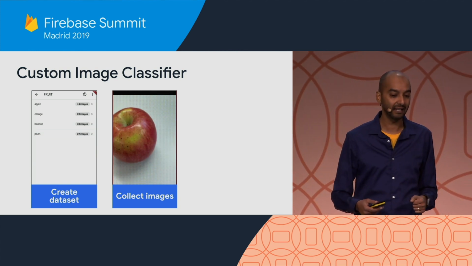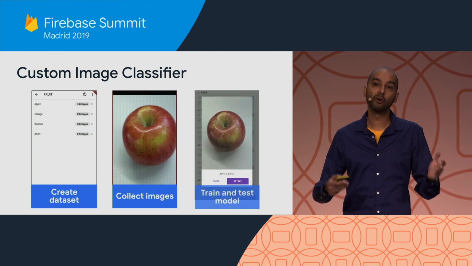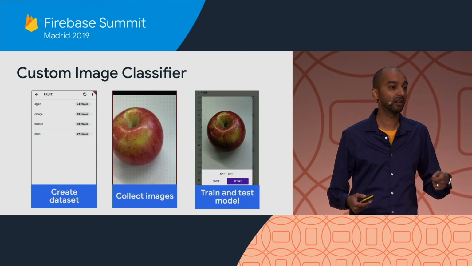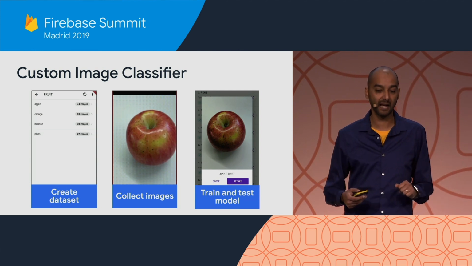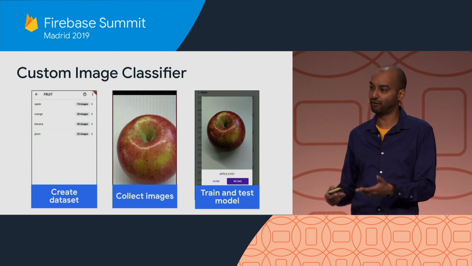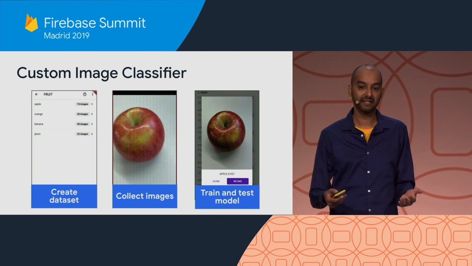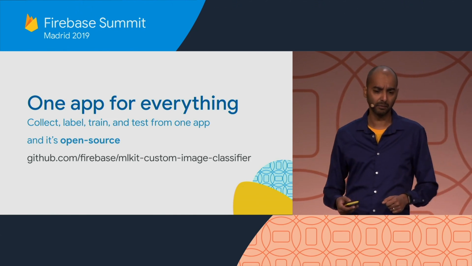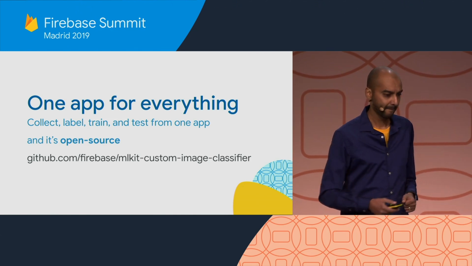So then once we've done collecting the images, we can go back to the console and start training the model there, or we can trigger model training from within the application. Once the model is ready, we can take a picture of another apple, for example, and see how well it does. So you can do everything from collecting the data to training and testing the model, all within a single app, open source. So we really encourage you to play with it, download it. It's available for you to download.